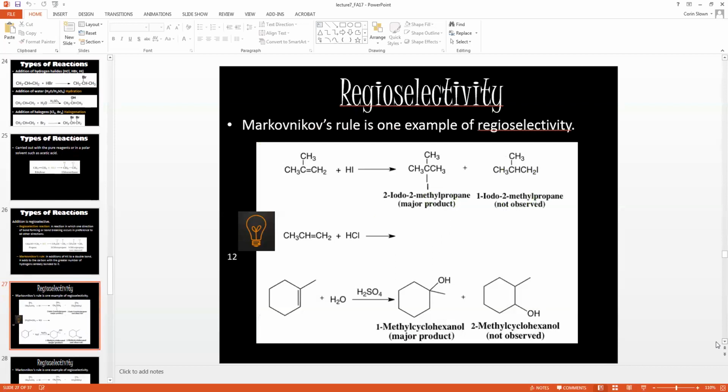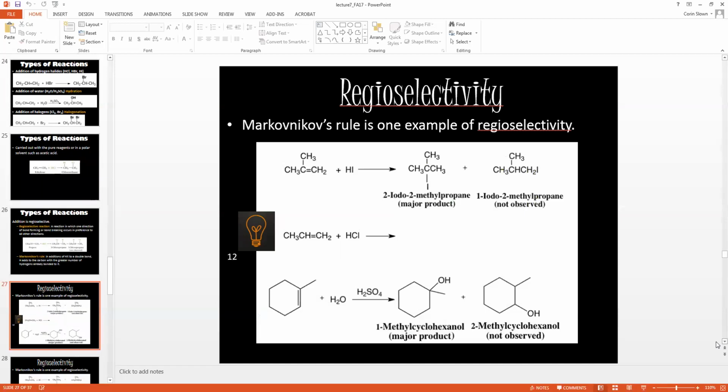So here, I see a couple of examples. If you look, I form only one of the two drawn products. I form 2-iodo-2-methylpropane, the major product, and I don't observe any of the 1-iodo-2-methylpropane. Why is that? Can you use Markovnikov's rule to provide evidence for why you would only see the major product drawn?